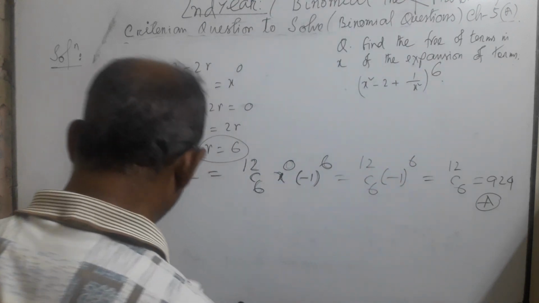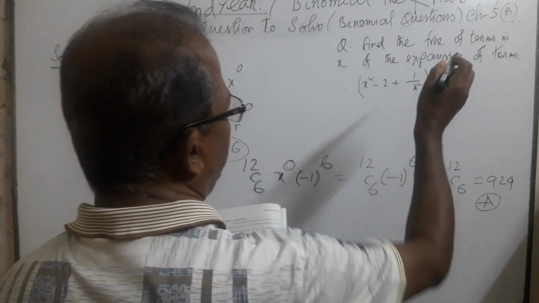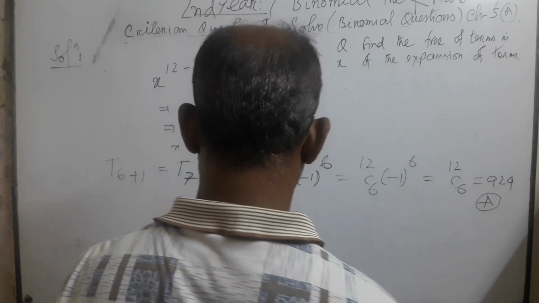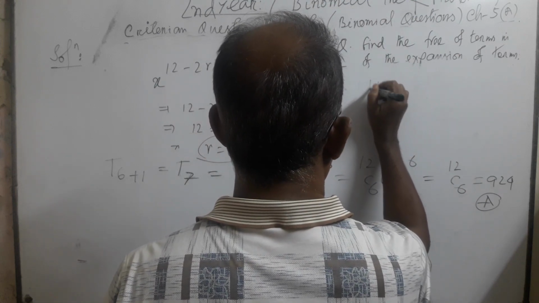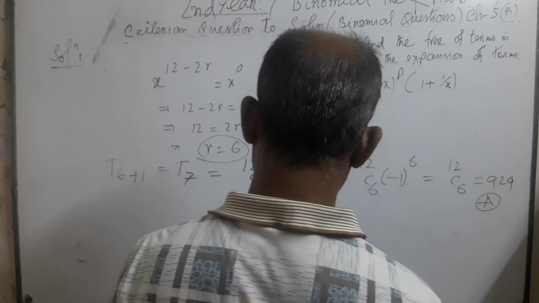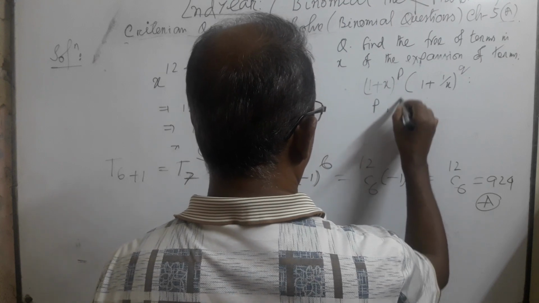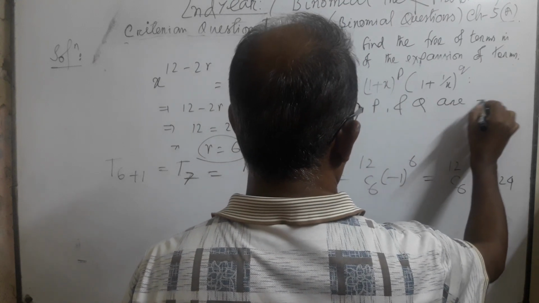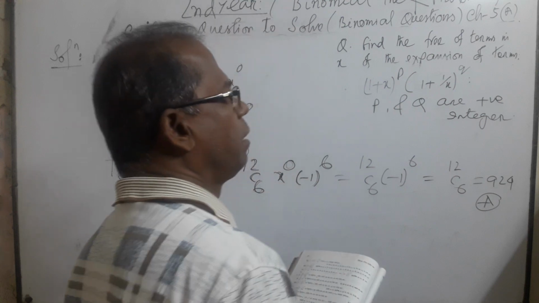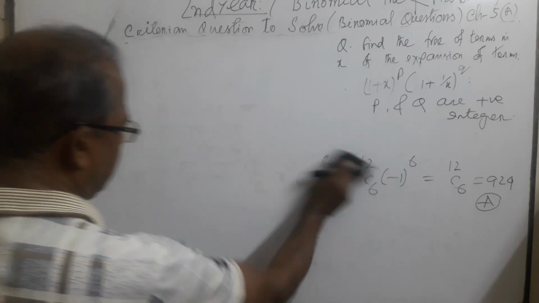Now the next question: find the term independent of x in the expansion of (1 plus x) whole to the power p times (1 plus 1 by x) whole to the power q, where p and q are positive integers. I think you have to make this process and this maths clear.